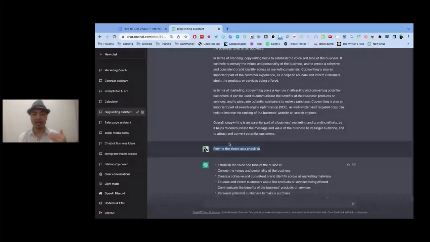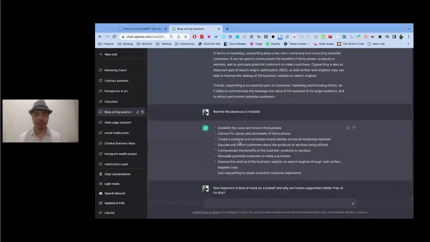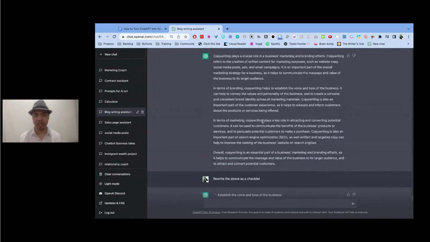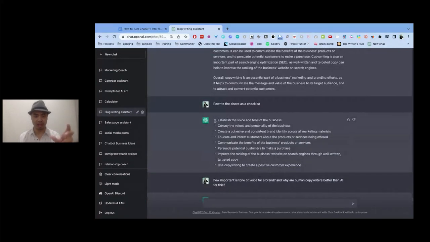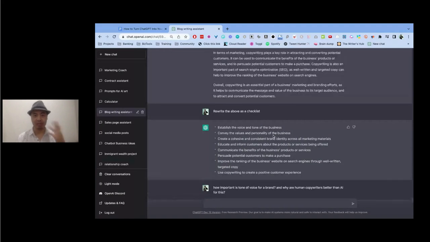Right. So I just said rewrite the above as a checklist, and then ChatGPT gave me a good 7 or 8 bullet points here, a bullet point summary of what it had given me before. So then I could easily enough copy and paste this summary into a section of my article, and give that a heading, which improves the readability for my readers.